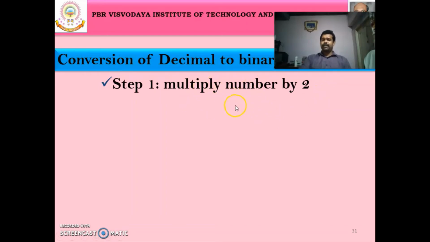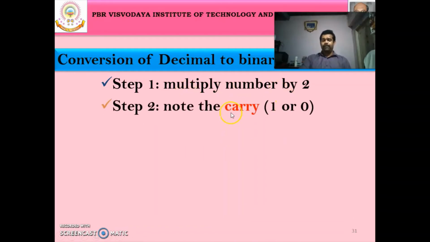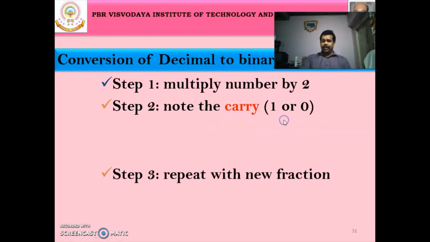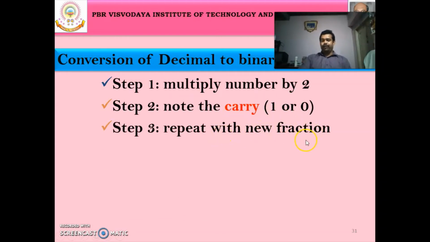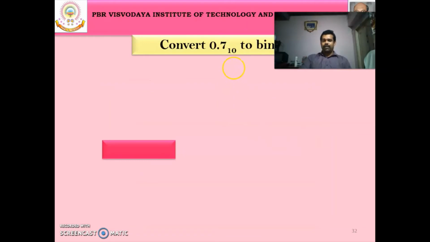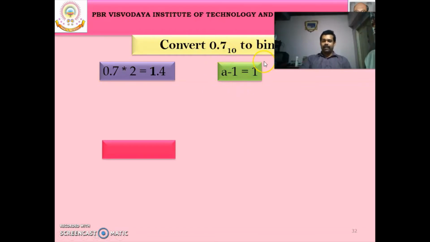To convert the fraction part of a decimal to binary, we have to multiply by 2 and note the carry. Then repeat with the new fraction. Stop when the fraction part becomes 0. So now directly we will go to a problem. We are going to convert 0.7 to the base 10 to binary. First we are multiplying 0.7 into 2, that is 1.4. Then we are recording this 1.